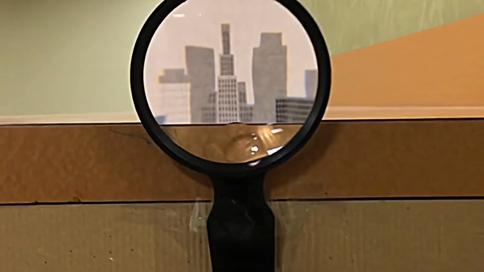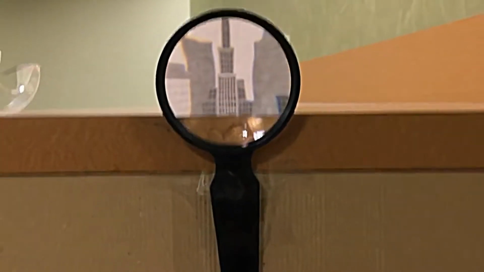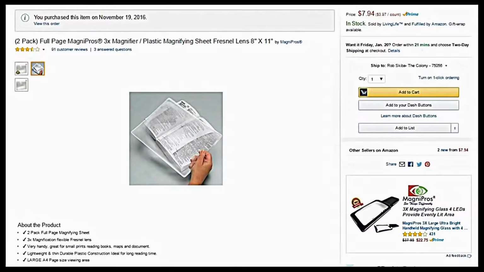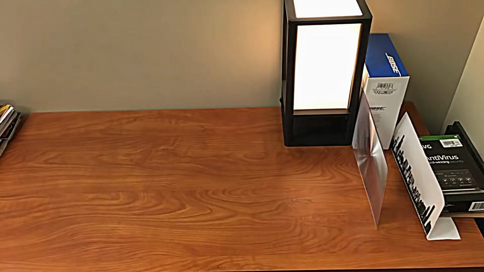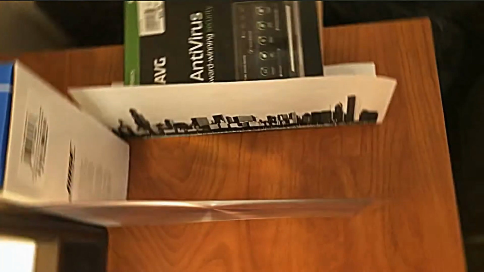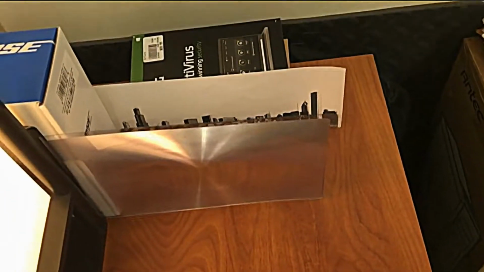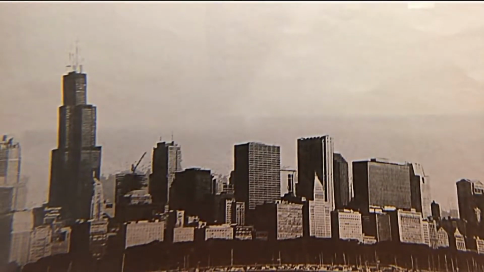So to alleviate the problem of distorting the edges because the magnifying glass ring is too small, I went on Amazon and I got these plastic magnifying sheets and came up with another way of doing the same thing using the sheet right here. Set the city up, a little cutout of the city, and now I've got the big magnifying glass sheet. Bring the camera right up to the lens. See, that's the normal view of the city.